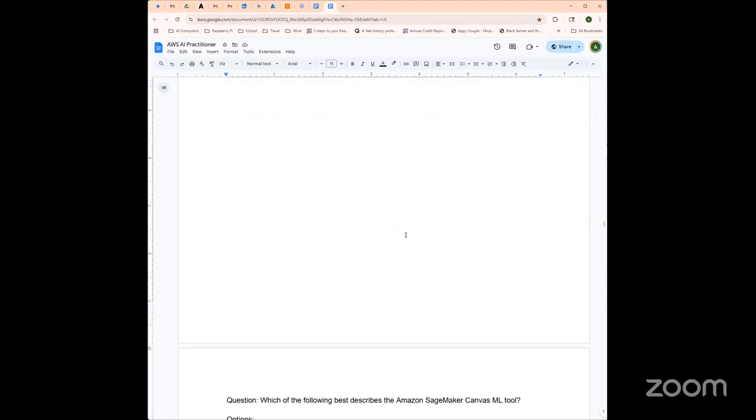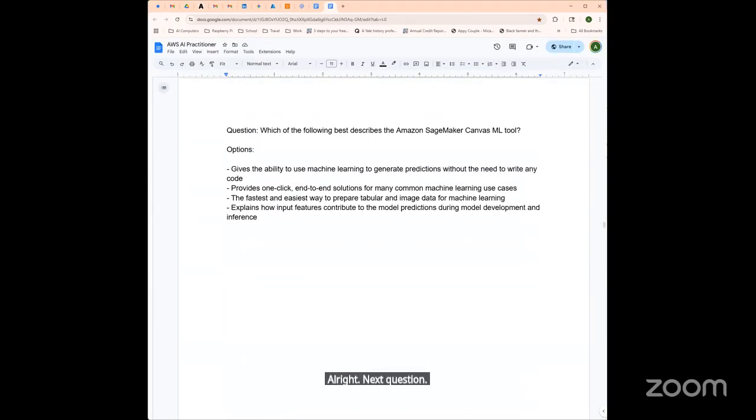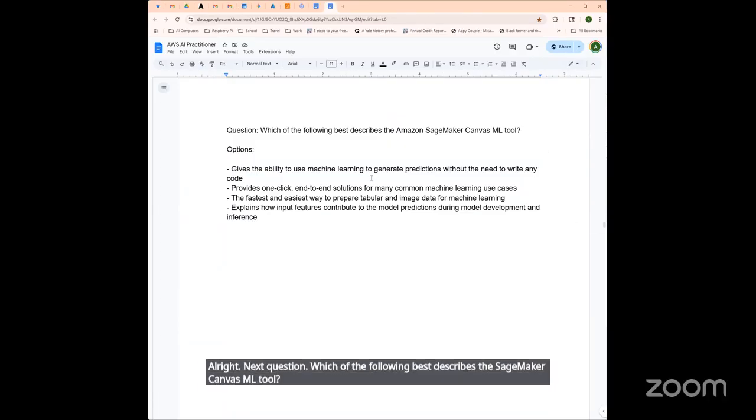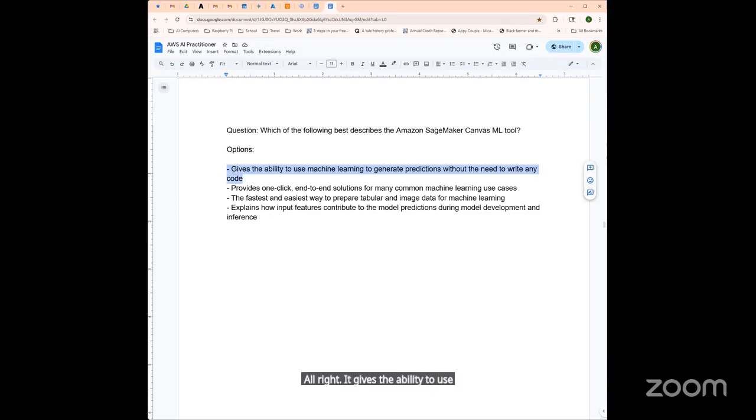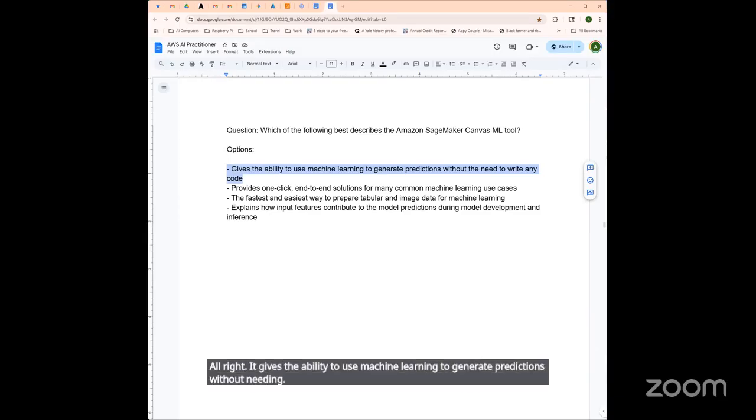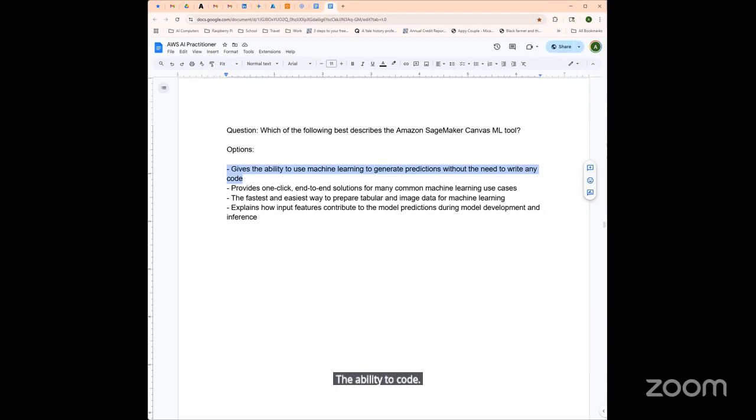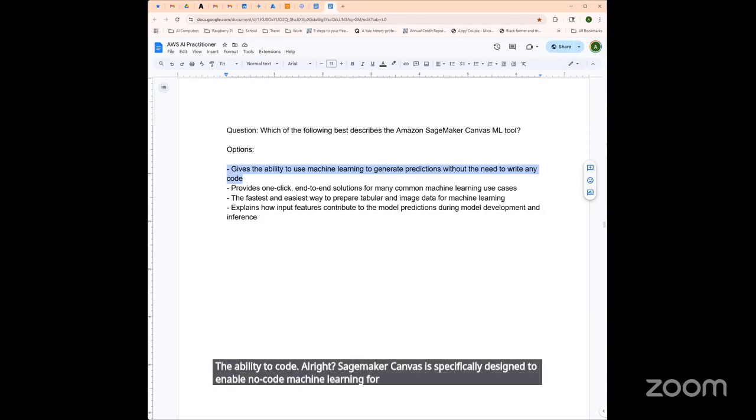All right, next question. Which of the following best describes the SageMaker Canvas ML tool? It gives the ability to use machine learning to generate predictions without needing the ability to code. SageMaker Canvas is specifically designed to enable no-code machine learning for business users.